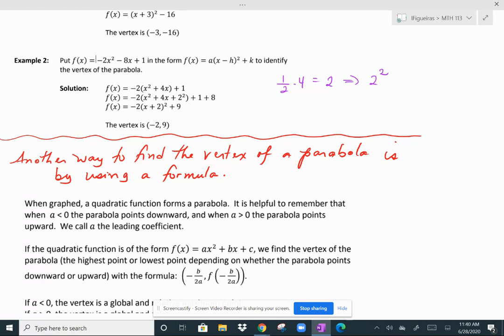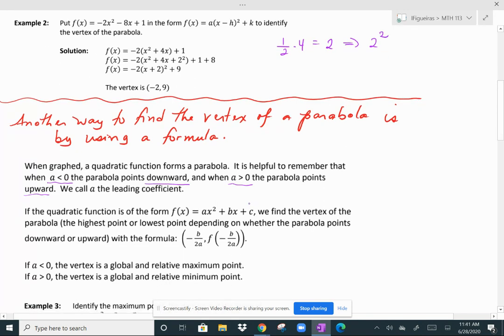So first, let me just state here and put it in writing what I mentioned a minute ago. When you're graphing a quadratic equation, the graph is called a parabola. It will have a U shape, and when the leading coefficient is negative, the parabola will face downward. It will be an upside down U. When the leading coefficient is positive, it will face upward.